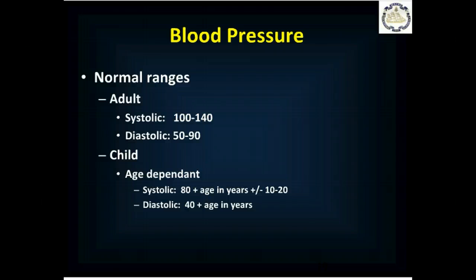In children, it's age dependent. Typically, it's 80 plus their age in years, plus or minus 10 to 20 millimeters mercury for systolic, and 40 plus their age in years for diastolic, and you can add plus or minus 10 to 20 on that as well.